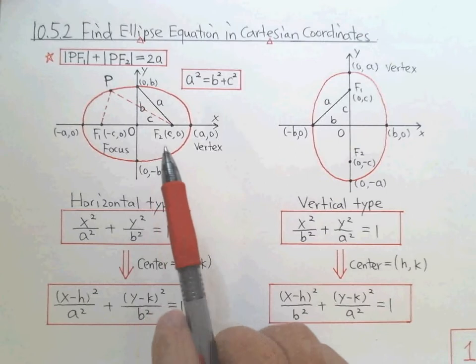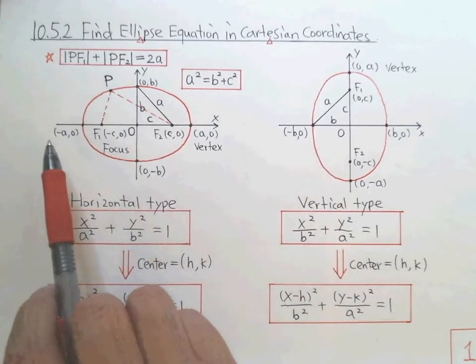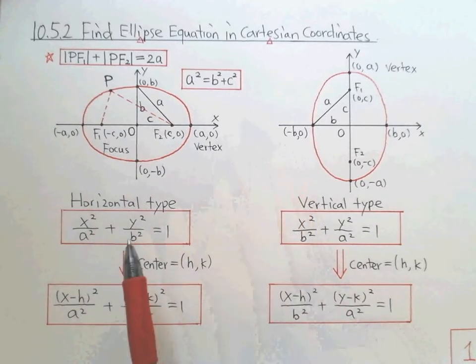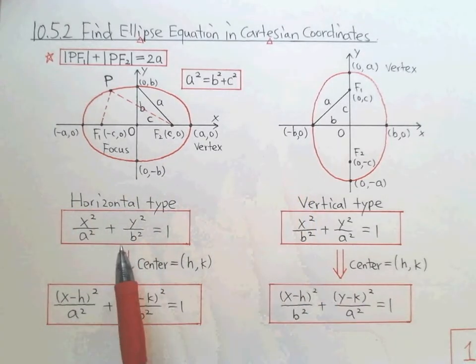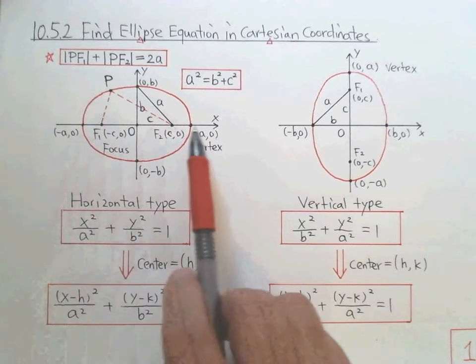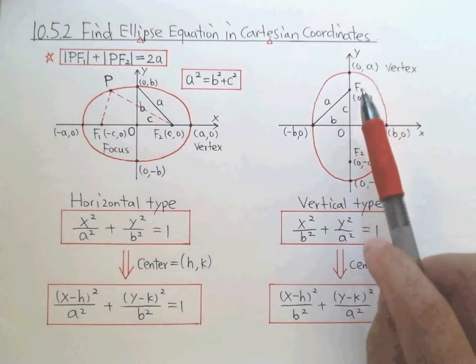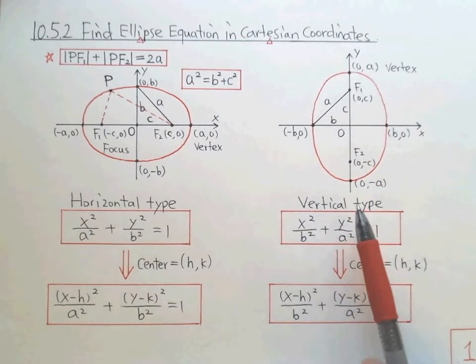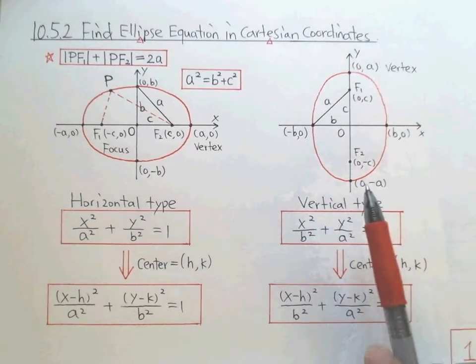The first is horizontal. That means the major axis is on the x-axis. It's like a horizontal type, like somebody is laid down. The second is a vertical type. The major axis is parallel to the y-axis, so it's like standing up. So how do we get these two ellipses?